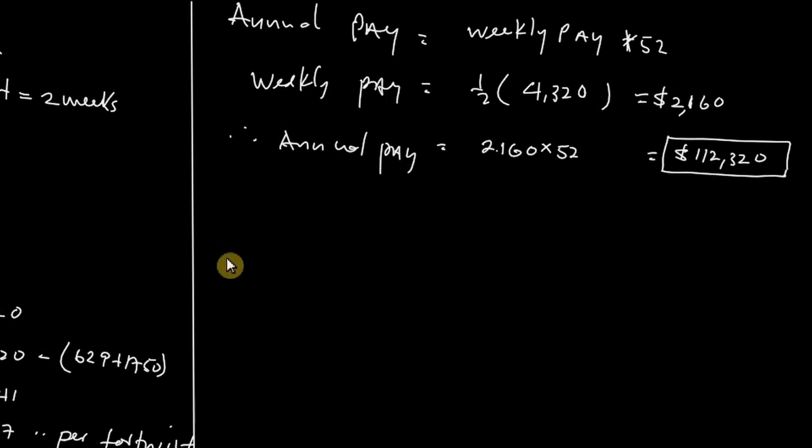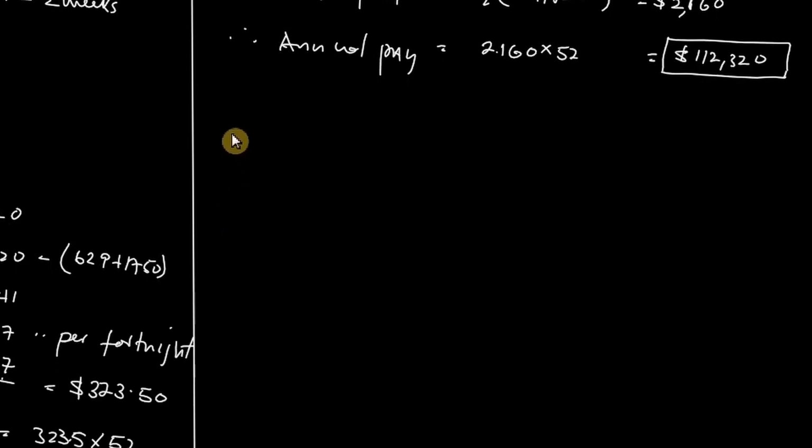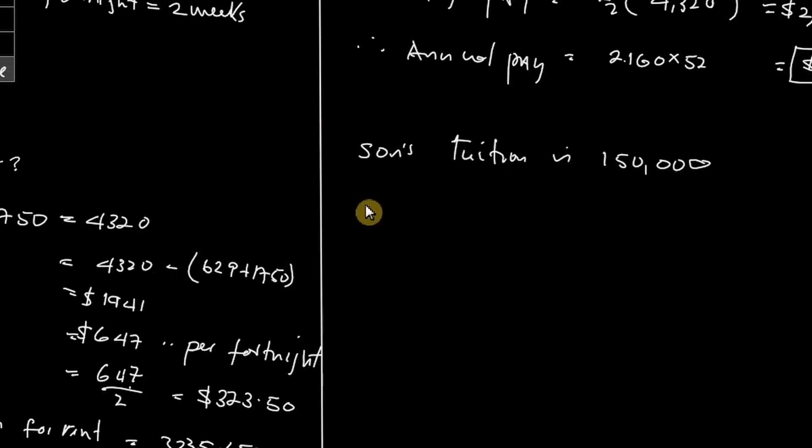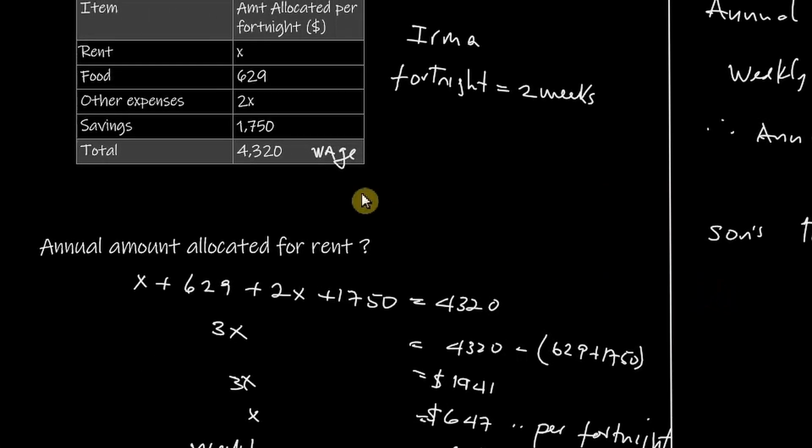Finally, we're told that Irma has a son whose tuition is $150,000. So let's write son's tuition is $150,000. Now, given that she uses all of her savings to go towards paying tuition, how many years would she need to save to pay for the tuition? So we note that every 2 weeks, she saves $1,750. You can see that here. So let's just note that this is her savings. All of this goes towards paying tuition.